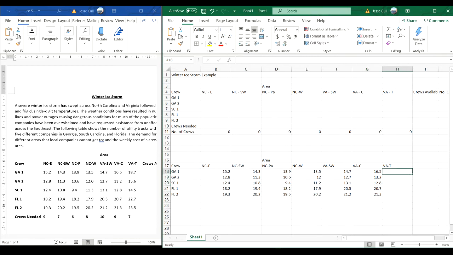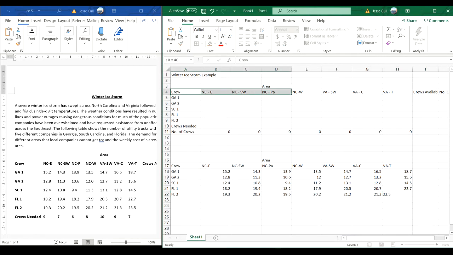The last one, 18.7, 15.6, 14.5, 22.7, and 23.5. So this did take a relatively large amount of time, but it's also a situation where if we were writing in the equations, it would take significantly longer. For right now, it's much easier to do it this way.